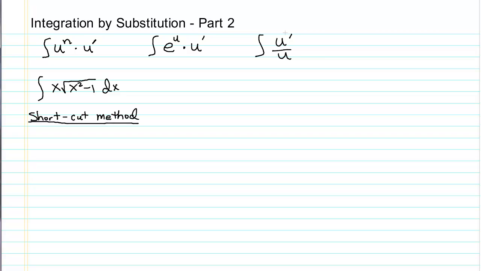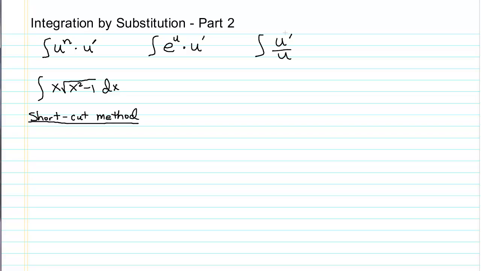I call this part 2. Earlier there's a tutorial that I made on integration by substitution, and today we're going to be introducing some new aspects to integration by substitution. The first time around we kind of used what I'll refer to today as a shortcut method, and the purpose of this tutorial will be to introduce formal substitution.